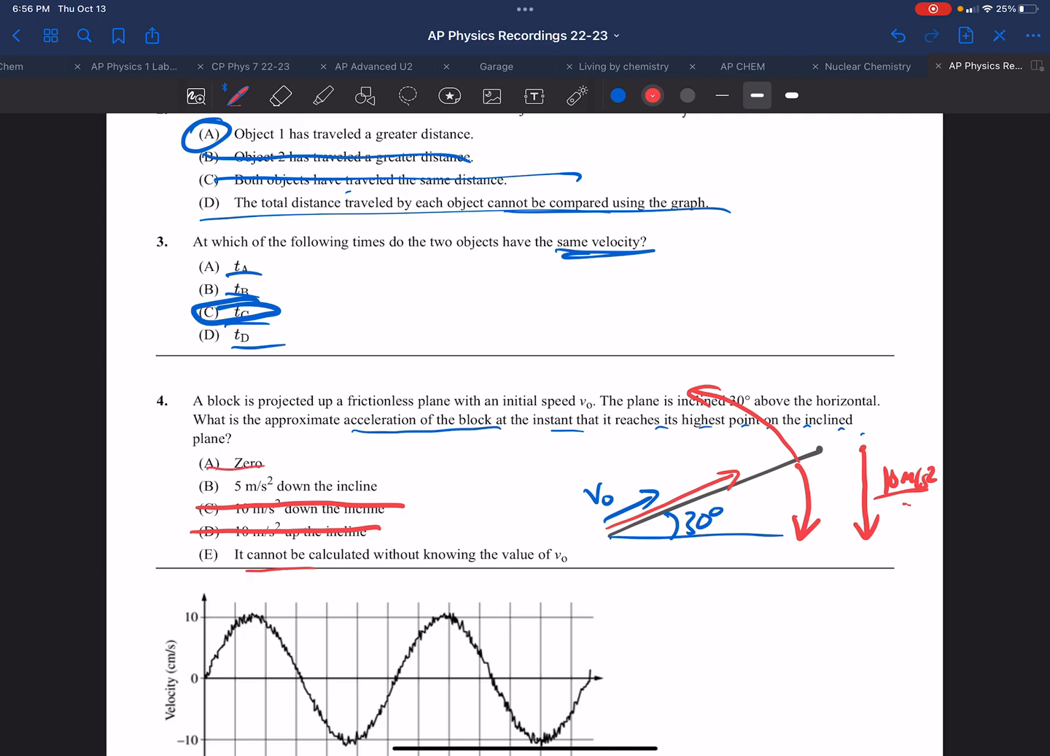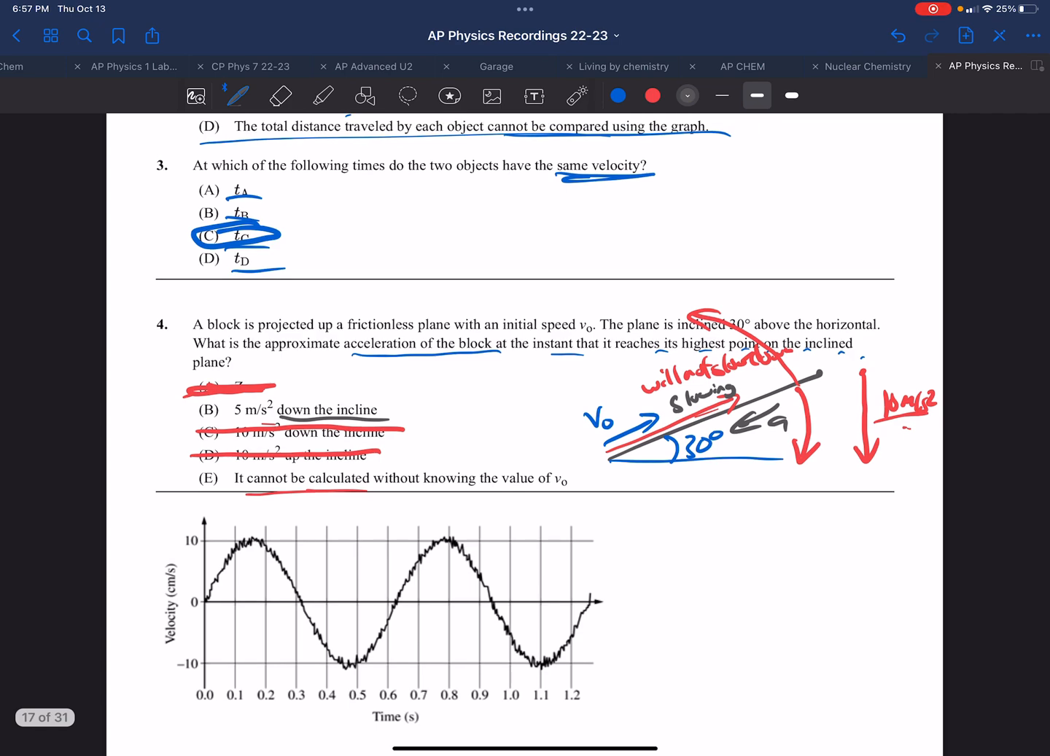Or 0. Is the acceleration 0? Well, acceleration of 0 means the speed will not slow down. And of course this thing will slow down if you send it up. So it can't be 0. So now it comes down to it can't be determined, or it's 5 meters per second squared down the inclined plane. Let's check the direction first. Even though it's moving up the inclined plane, it will be slowing because the acceleration is down the inclined plane. So that's true. Can it be determined?